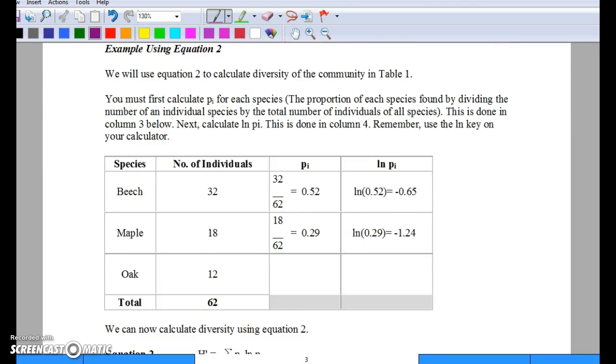So we're going to take a look at an example with equation 2. And I want to show you an example also of how to calculate pi. You can see a couple of examples are done for you. The beech trees, you take the number of beech trees divided by the total number of organisms, you get 0.52. And then they also did a separate equation where they just take the natural log of the pi value and they got negative 0.65. So we're going to do the oak trees together. You're going to take 12 divided by 62, and that value comes out to be 0.19. Then you take the natural log of that 0.19 and you get negative 1.66.